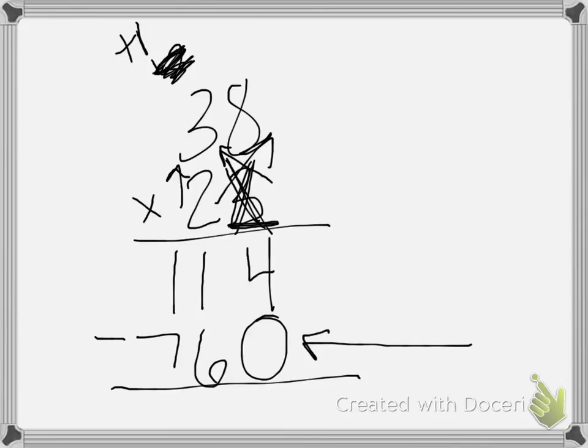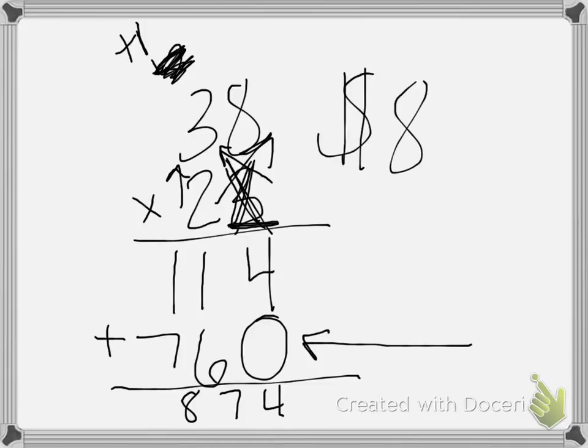Now I have 114 plus 760. So go ahead and do that and find out the answer. And your answer is 874 after you add those together. Remember that my question to you was, how much money does the carpenter make? So he makes $874. Dollars would be our label.